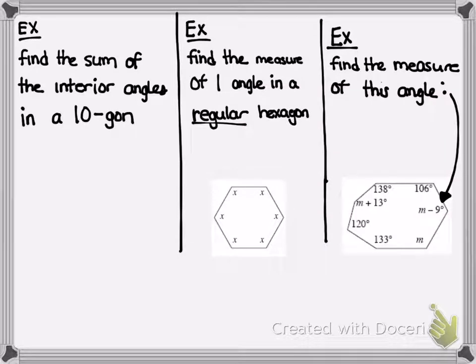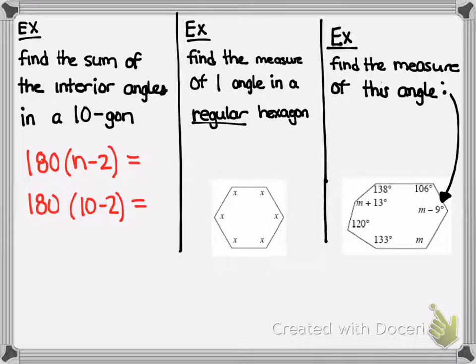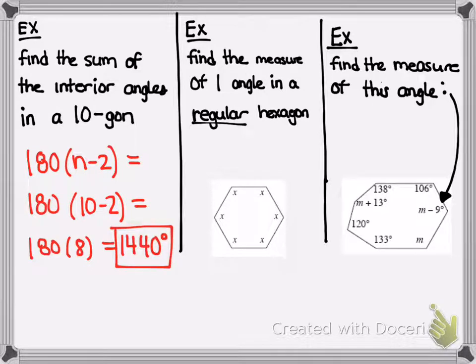So let's take a look at a couple examples. The first example is pretty straightforward. If we're trying to find the sum of the interior angles of a tengon, aka a decagon, we could just use our formula that we just found, 180 times n minus 2, which would be 180 times 10 minus 2, or 180 times 8, or 1,440 degrees.